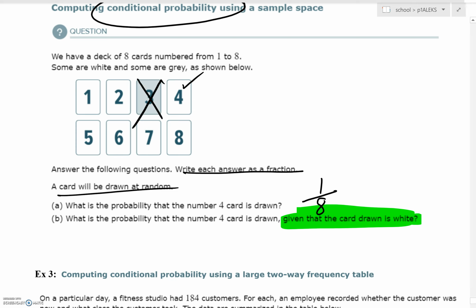And you can think, well, what does that really mean? Well, it means you don't have 8 possible cards anymore. You actually have 7. You lost one of your 8, so you've got 7. And they're saying, what's the probability that the 4 card shows up? Well, out of these 7 white cards, only one of them has a 4 on it. So that's 1 out of 7.